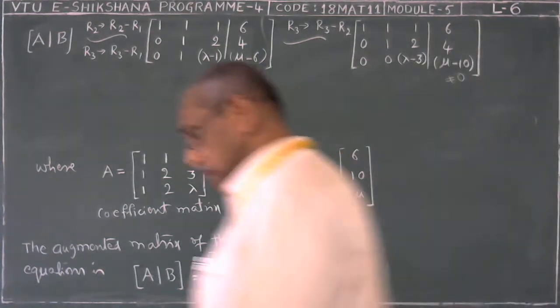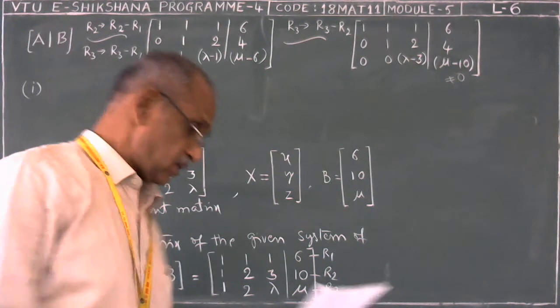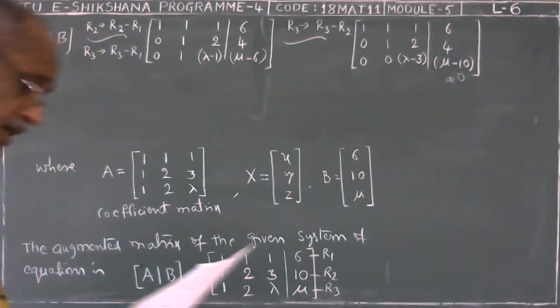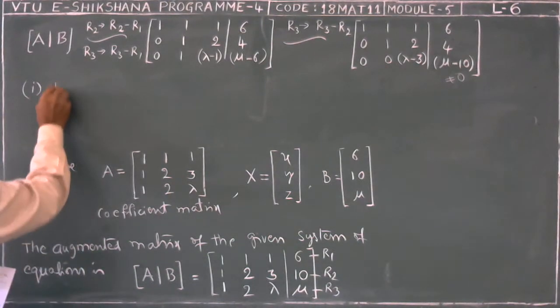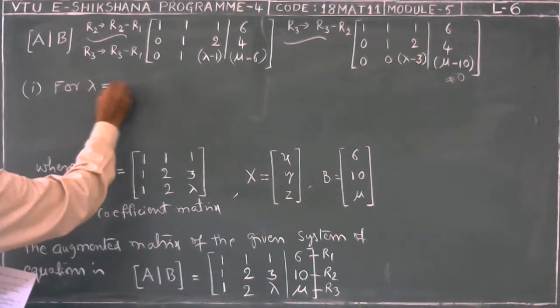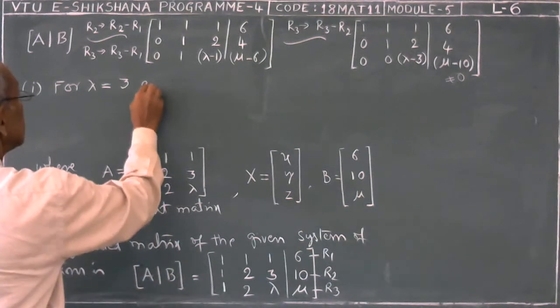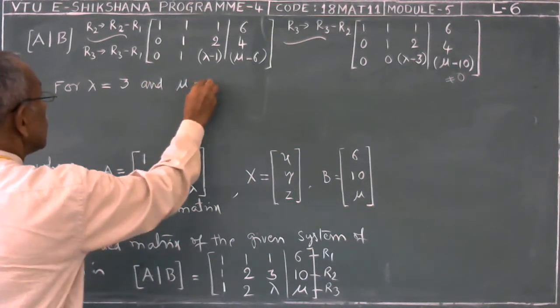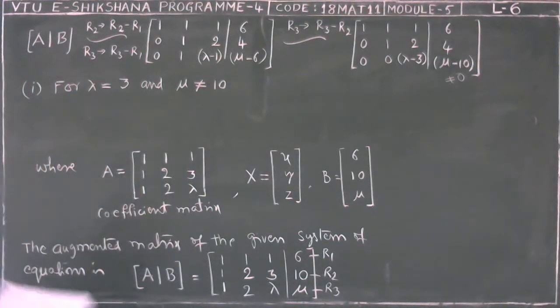So, let me answer the first question. First question: for what values of lambda and mu does the system of equations have no solution? For lambda equal to 3, and mu not equal to 10.